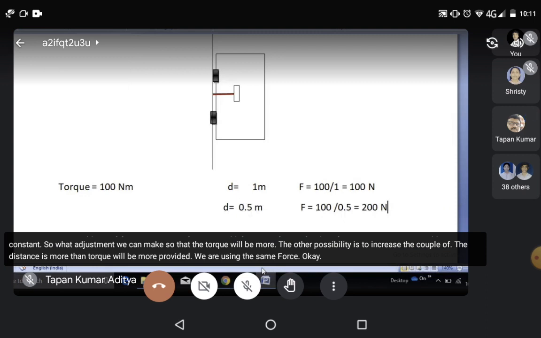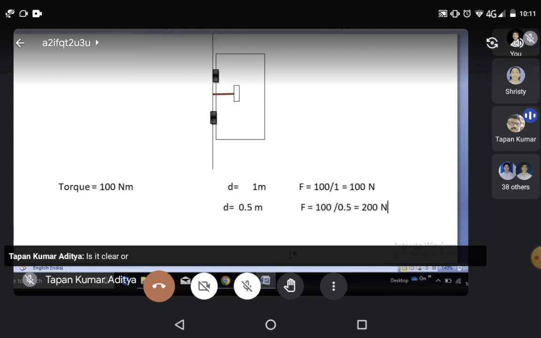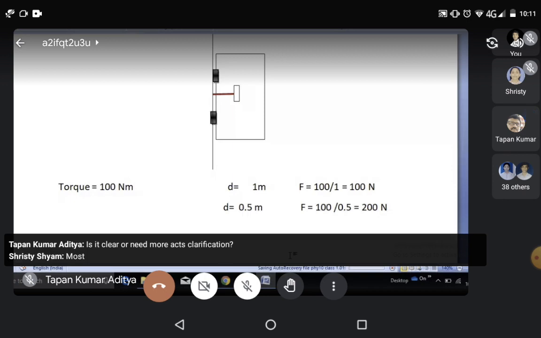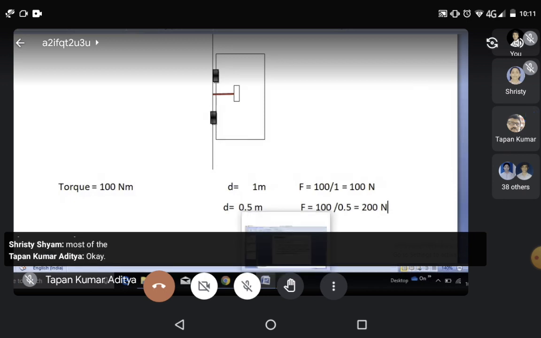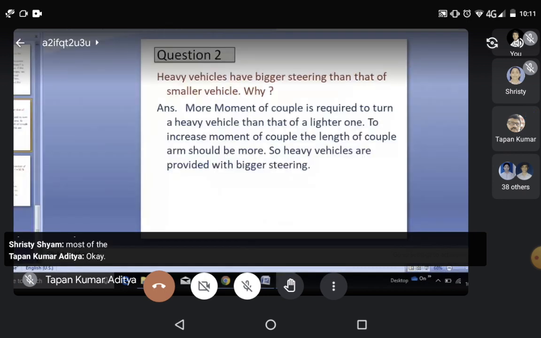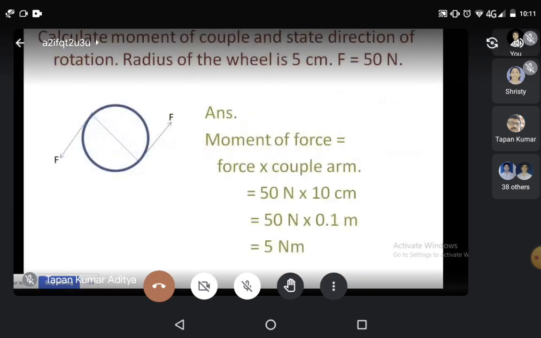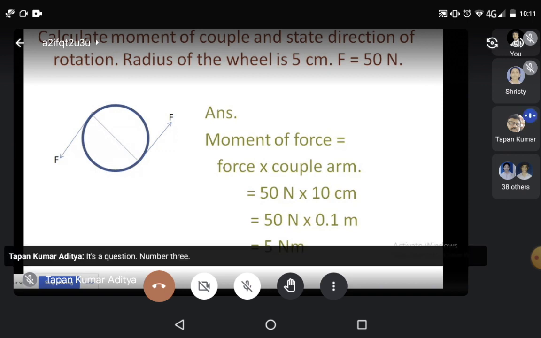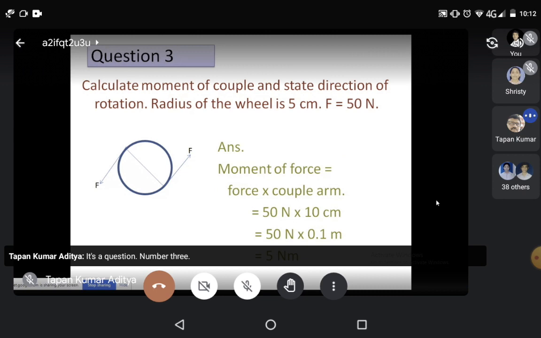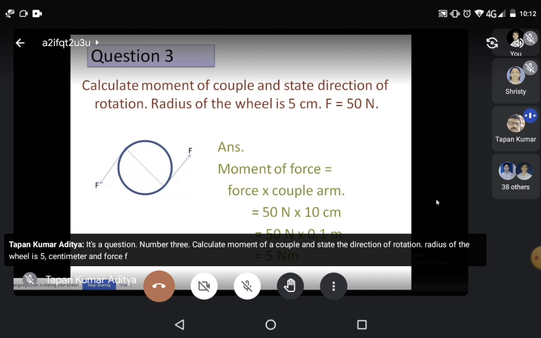Is it clear or need more clarification? Yes, sir, clear. Okay. Please see question number 3. Calculate moment of couple and state the direction of rotation. Radius of the wheel is 5 centimeter and force F is 15 Newton.